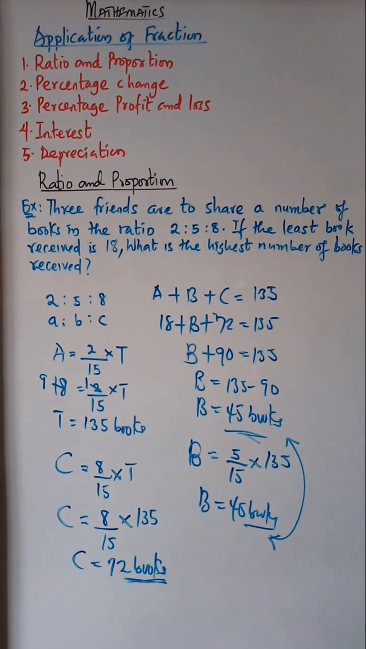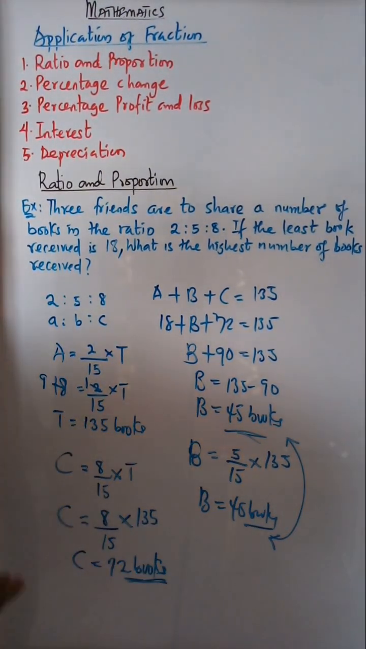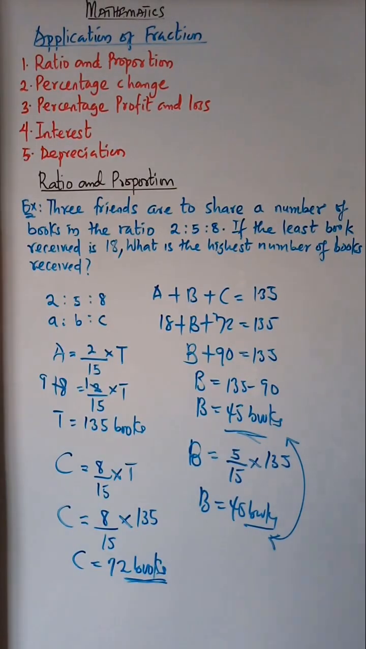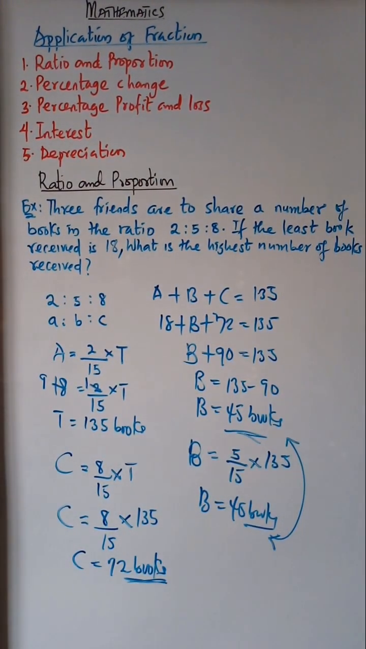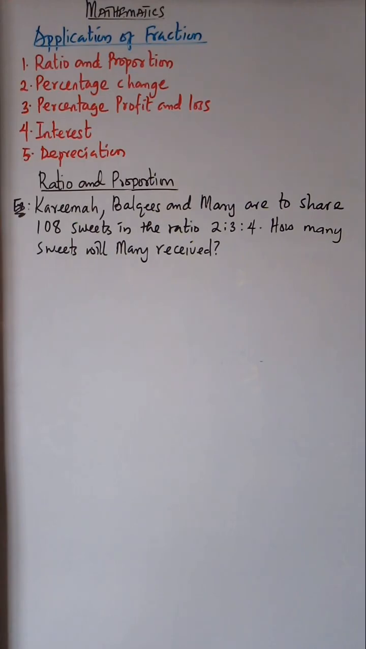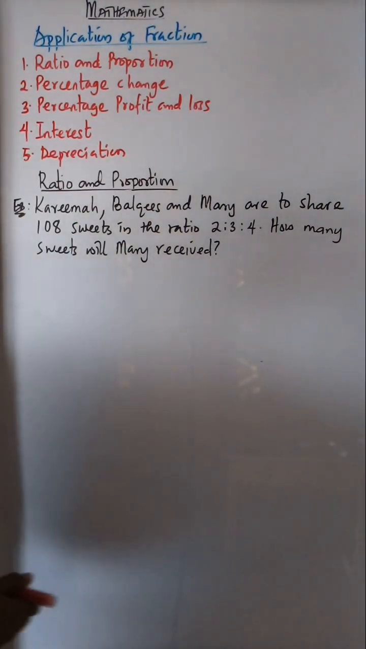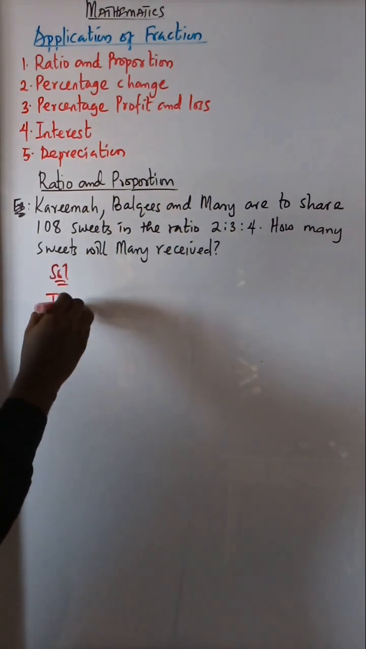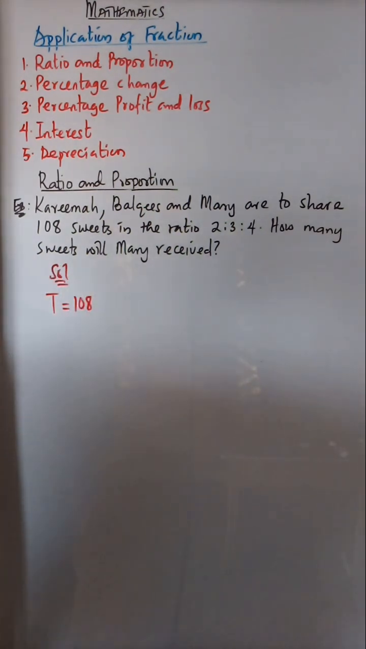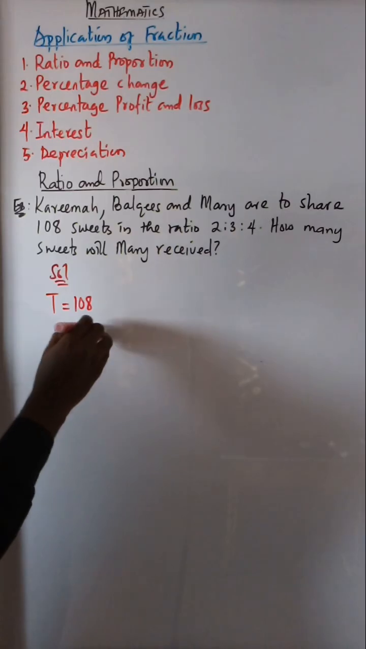If you understand this very well, most questions under this part you should be able to get, very straightforward. Most questions you see under here, you don't need to get the total. You'll be given the question that you just use directly. Perhaps let's take one example that is very direct. Now consider this question. Karima, Balkis, and Mary are to share 108 sweets. So we are given the total already, 108, in the ratio 2 to 3 to 4.